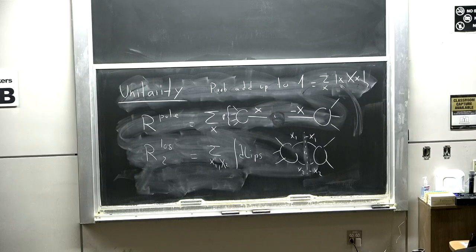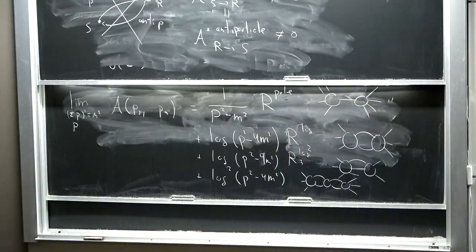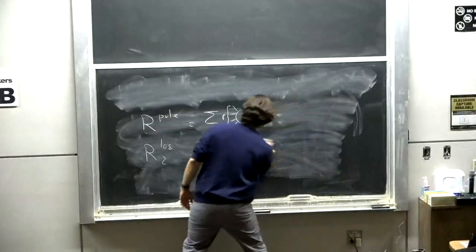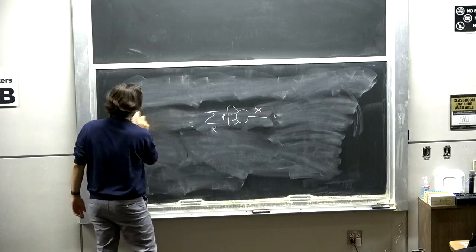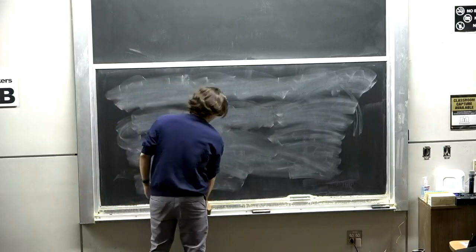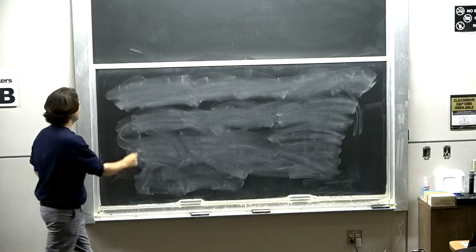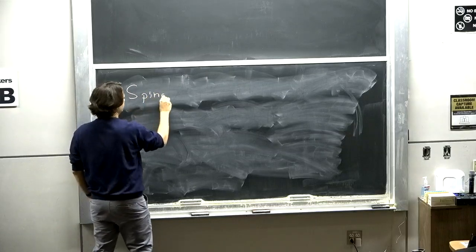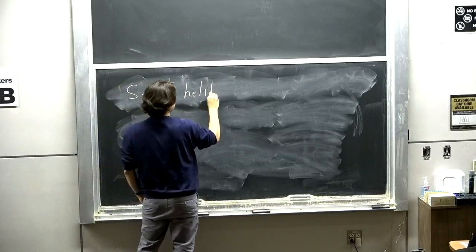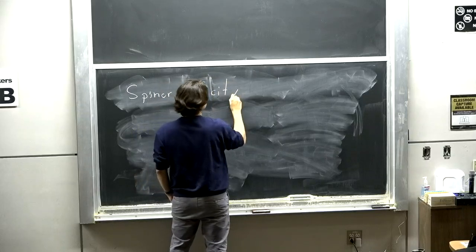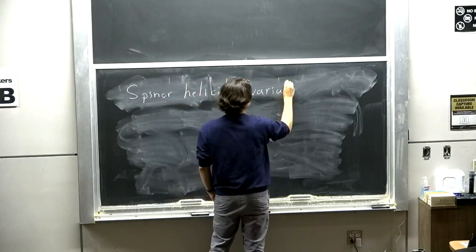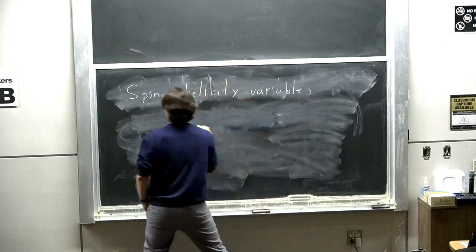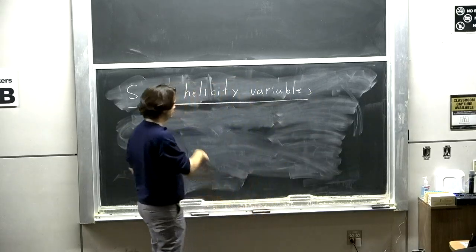Okay, so these are the basic principles. Now I'm going to try to actually find some good variables to write these amplitudes, because we want to start using them to write amplitudes. Okay, so I'm going to introduce what's called spinor-helicity, which will make our life much easier.